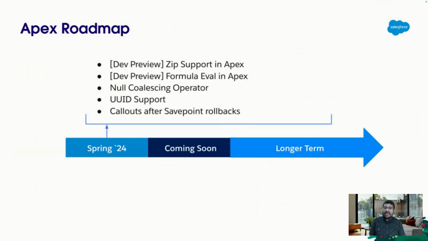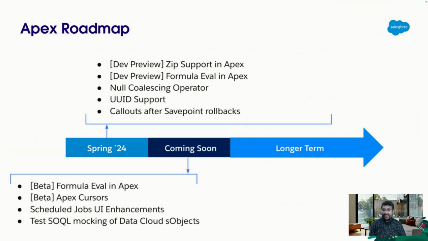So here is the Apex roadmap. I talked about the null coalescing operator, UUID support, and I did not show callouts after save point rollbacks, but these things are generally available at the moment. Again, formula evaluation in Apex is in developer preview. And if you're using something like Apex callouts, and there is a response in zip format, at the moment you'll have to rely on some kind of libraries to convert all of those things. But you have zip support now with Apex, which is in developer preview, where you can unzip the response that you got from your callout.